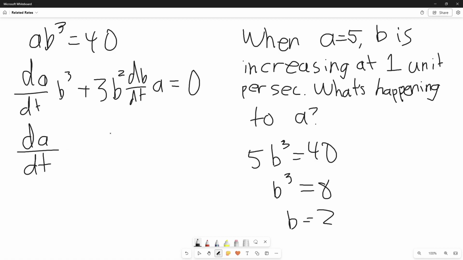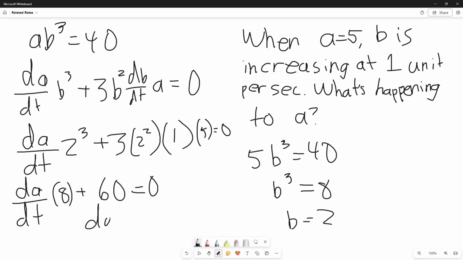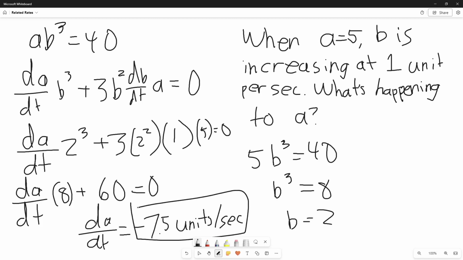So first, let's just plug in everything we have. 2 cubed plus 3 times 2 squared times 1 times 5 equals 0. And we get dA over dt times 8 plus 3 times 4 times 5, which is 60, equals 0. And we get dA over dt is equal to negative 7.5 units per second. And that's our final answer.